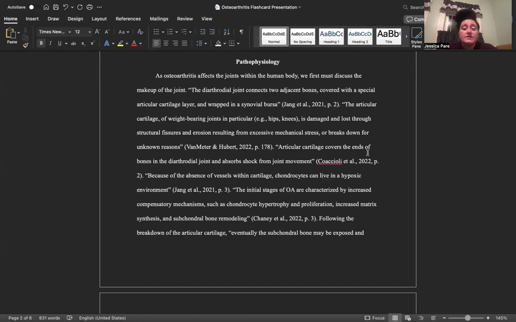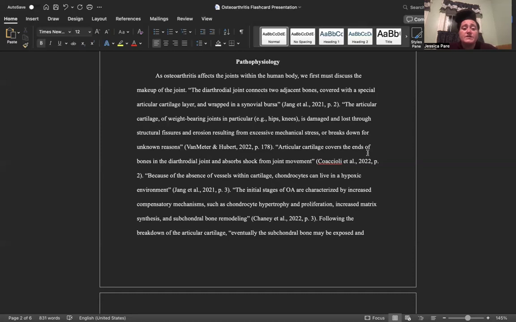As osteoarthritis affects the joints within the human body, we first must discuss the makeup of the joint. The diarthrodial joint connects two adjacent bones covered with a special articular cartilage layer and wrapped in a synovial bursa. The articular cartilage of weight-bearing joints in particular, an example would be the hips and the knees, is damaged and lost through structural fissures and erosion resulting from excessive mechanical stress or breaks down for unknown reason. Articular cartilage covers the ends of bones in the diarthrodial joint and absorbs shock from joint movement.